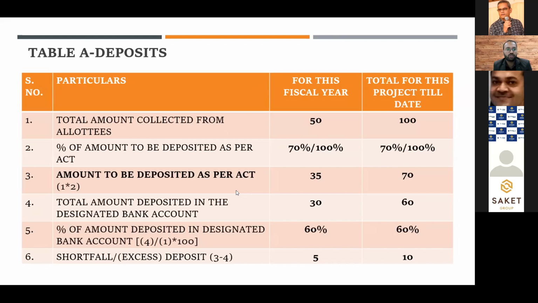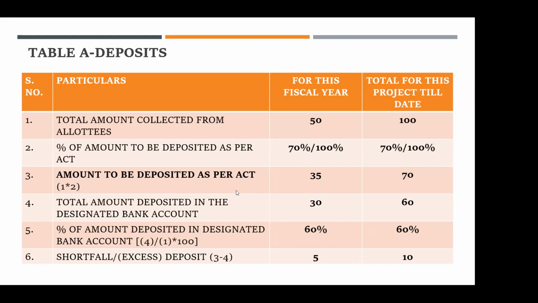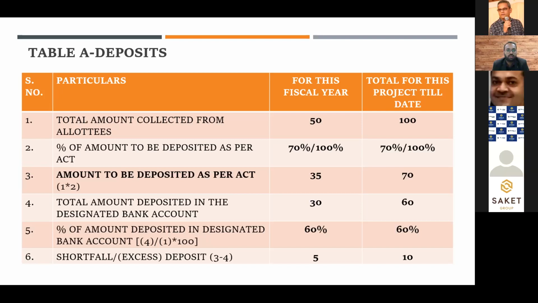Yes. Just 2 minutes. Maybe in the initial years, we have deposited more amount. So because of that, in the current year, we decided to transfer less than 70%. But it may be that total for the project till date, we may still be at 70% or more than 70%. So that impact probably we are talking about, again, we will have to put a note over here.